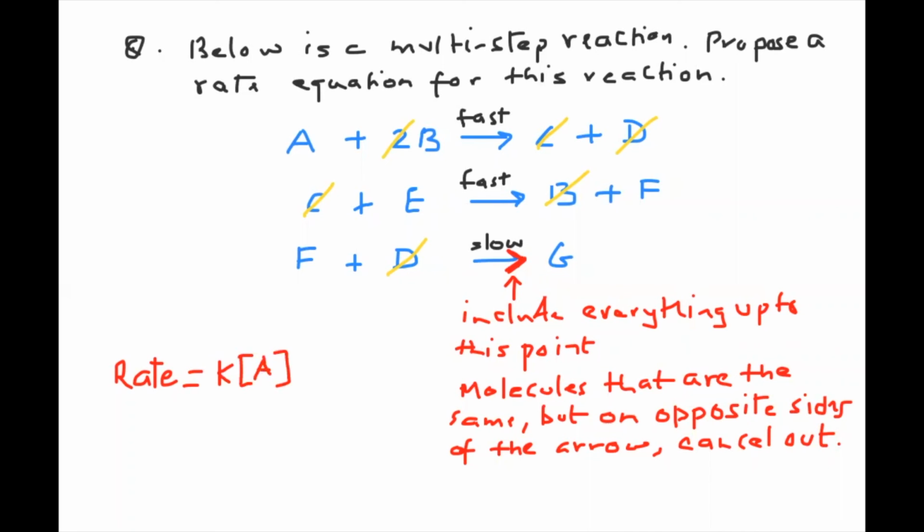So you're left with a rate equation which takes into account everything that hasn't been cancelled. In this case, it is 1 mole of A, so A is first order, 1 mole of B, so B is first order, and 1 mole of E. So this is your rate equation for this reaction where the third step is the slow step.